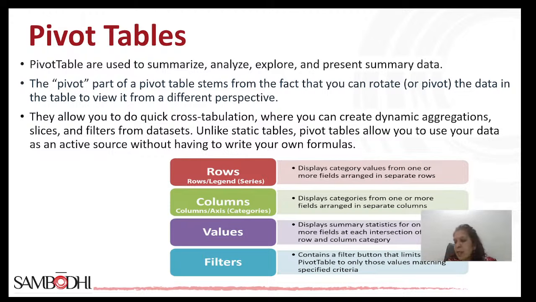Okay, and what is the best thing you can do over here? The best thing is they allow you to quickly cross tabulate with dynamic aggregations. Why dynamic? Because the things which were not changing here, I am going to show you in the pivot table how these things change. You can do slicing, you can do data filtering. So there are many ways. And the best advantage, you don't have to write any formulas.